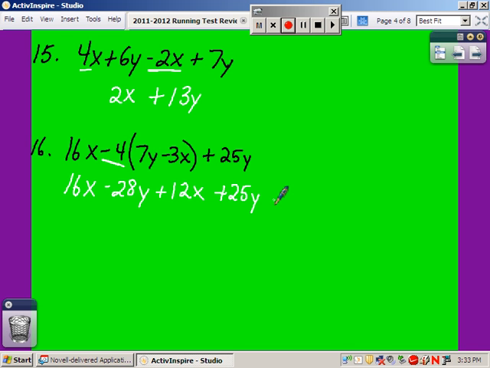So now that I look at that, I got an x term here and another positive here. That's positive 16 and positive 12. That's positive 28x when I put them together. I got negative 28y and positive 25y. I put those two numbers together, I get negative 3y. Those are final answers.